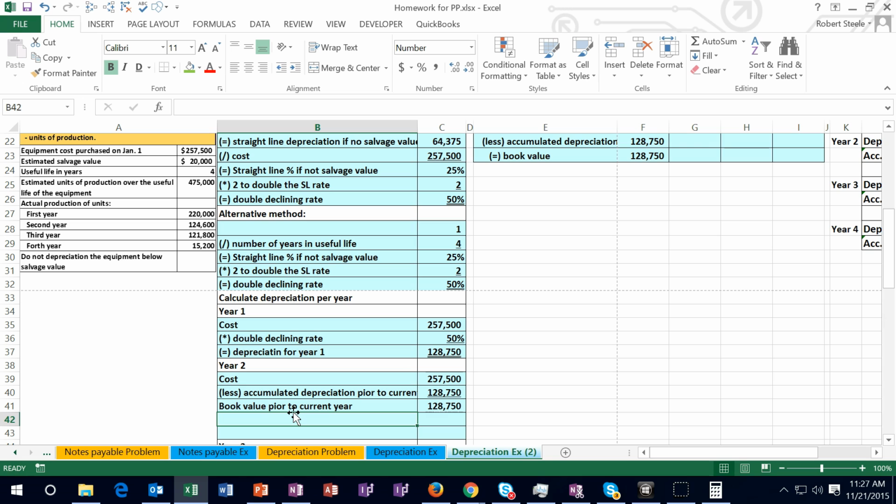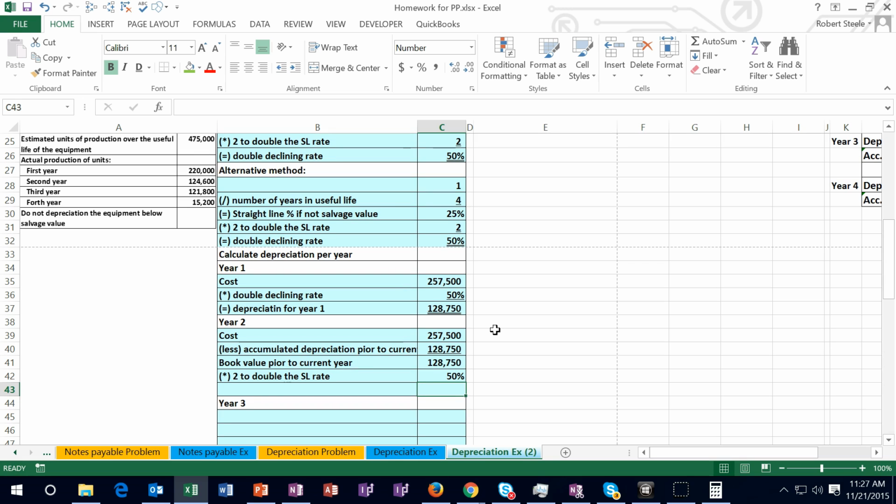All right, so then we're in year 2. We're going to then multiply that times the double declining rate. And the double declining rate does not change. It's still the 50%. So we're going to take that 50% and multiply that out, and that will give us the depreciation for year 2. So we'll do this calculation.